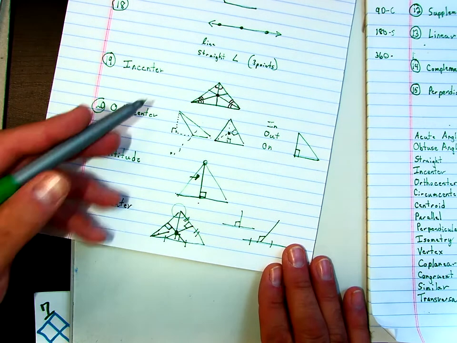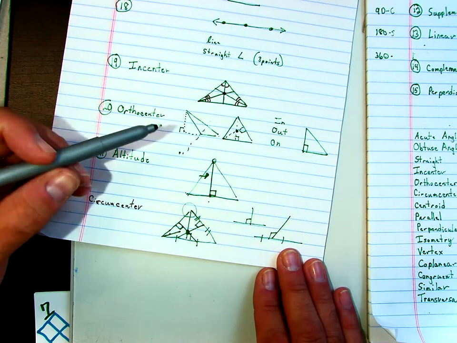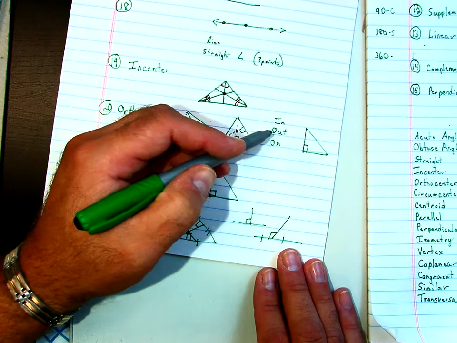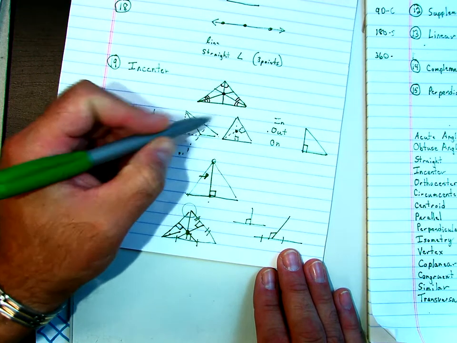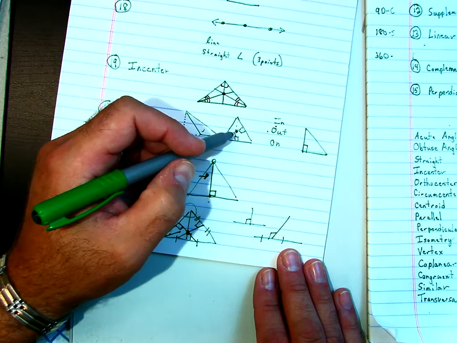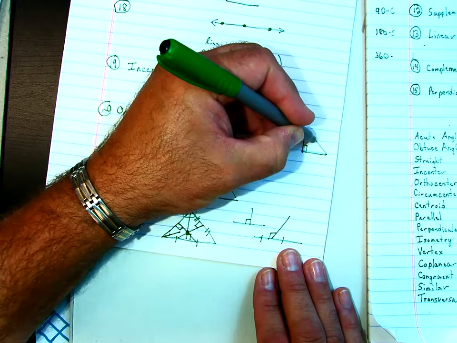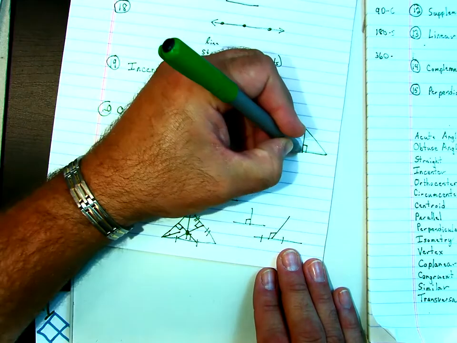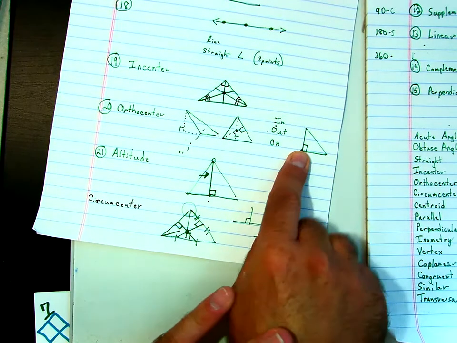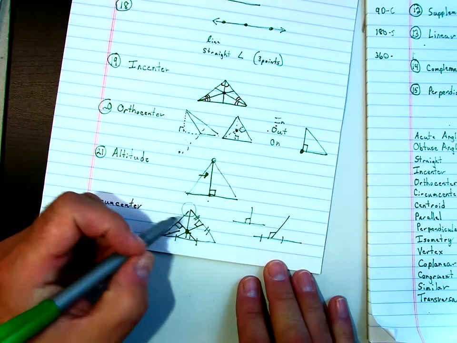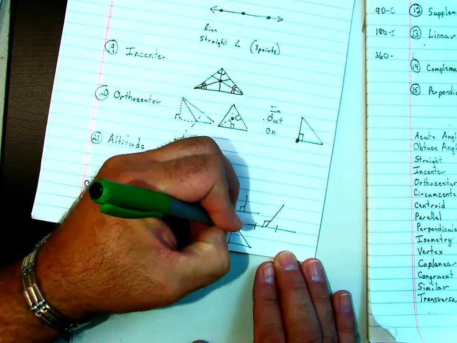Now, circumcenter and orthocenter have something in common. They can meet in a triangle, on a triangle, or outside of a triangle. Outside if it's obtuse, inside if it's acute, and on, in other words, the orthocenter would be where the altitudes meet, which is right here. Okay? The orthocenter of a right triangle is always on the vertex here. And the circumcenter in a right triangle will always be on the hypotenuse.